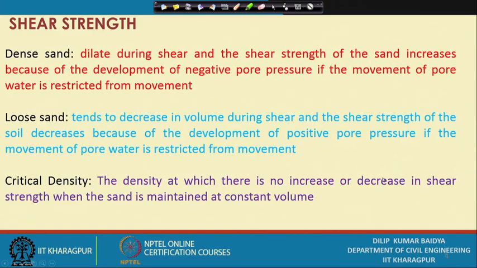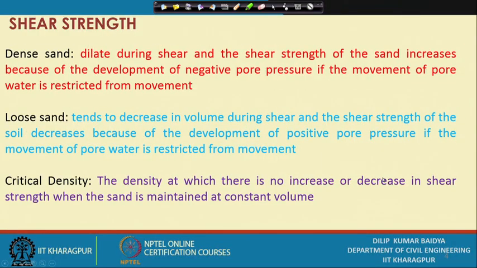Now, this is dense sand. When sand is dense, during shear it dilates, that is, a change in volume, an increase in volume, and because of that the shear strength of the sand increases. The reason is that if the volume increases, then negative pore pressure develops, and that negative pressure.